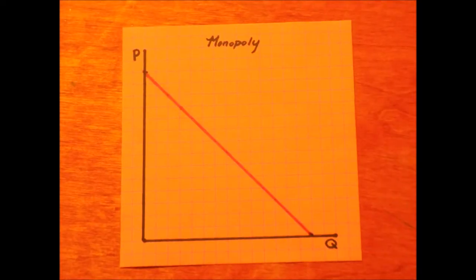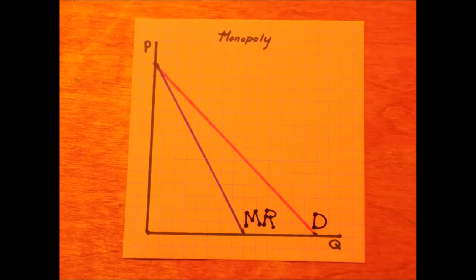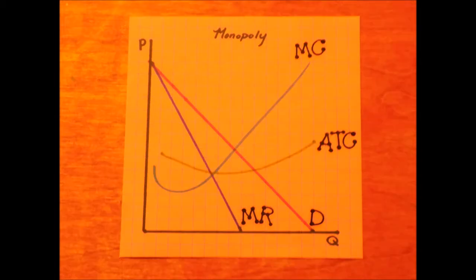Let's see how this affects the market with our graph. Like any other market structure, the demand curve is a downward sloping line. However, monopolies are unique in the sense that the marginal revenue line sits below the demand curve. The marginal cost curve and average total cost curve sit in about the same place as perfect competition.